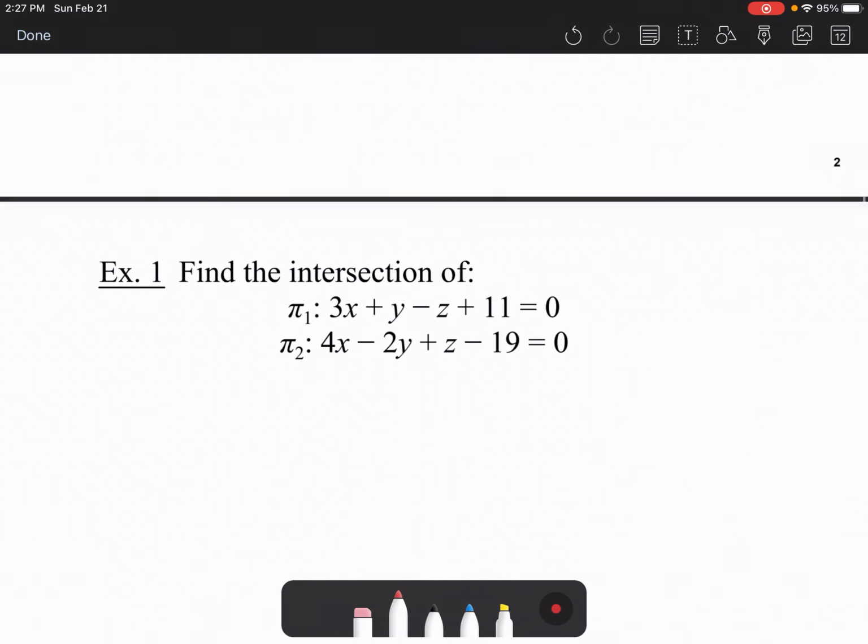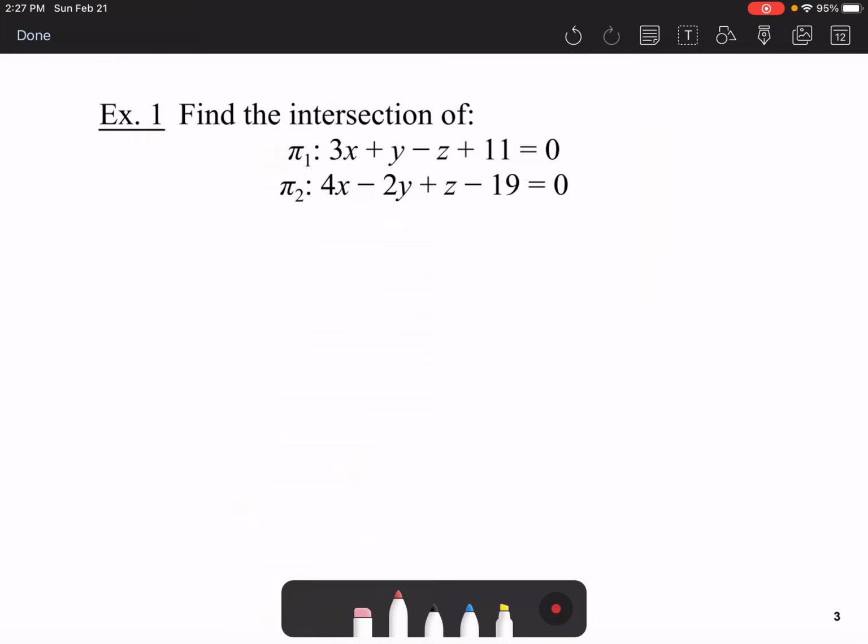So let's take a look at this. Notice that these two planes' normals are completely different. They're not even scalar multiples of each other. So I'm going to take plane 1, and I'm going to actually add plane 2. What this will do is it'll eliminate the z values from this. So this is going to give me 7x minus y minus 8 equals 0.